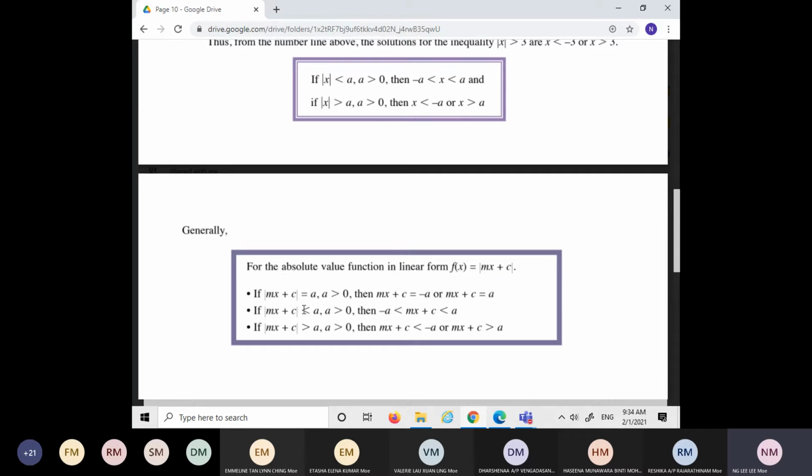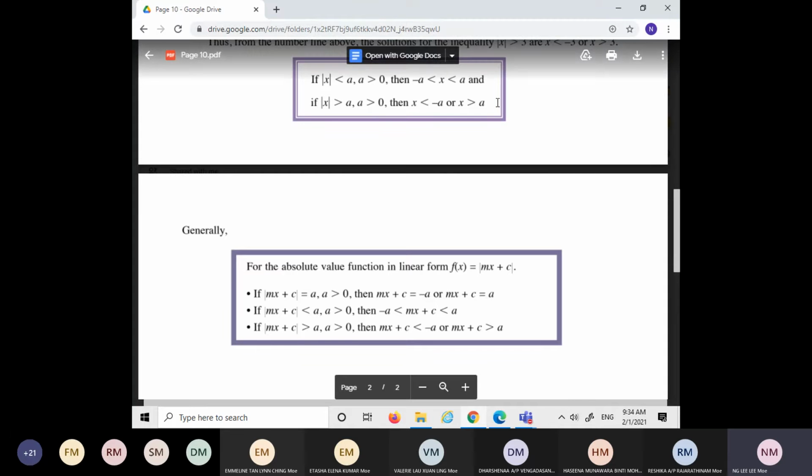The second one: if the modulus is smaller than a, same thing, the whole function mx plus c is from negative a to a. How about the last one? If modulus of mx plus c is greater than a, then the whole function mx plus c is smaller than negative a, or the whole function is bigger than a. All these three are actually derived from the above. You can see they have the same pattern, just the x now becomes mx plus c.